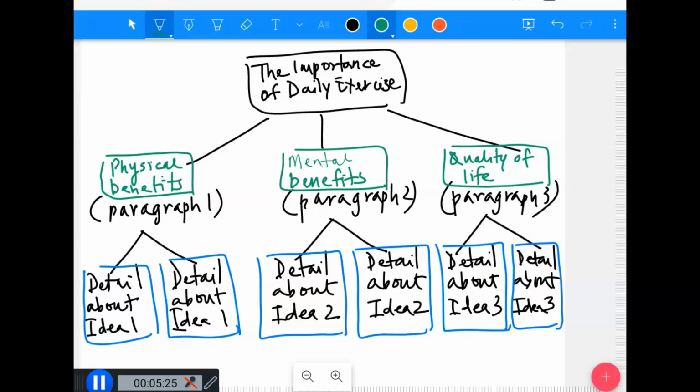So now let's go back to the first idea, physical benefits, and add some details, a couple of details that will help us to shape the paragraph, the first paragraph that talks about physical benefits.